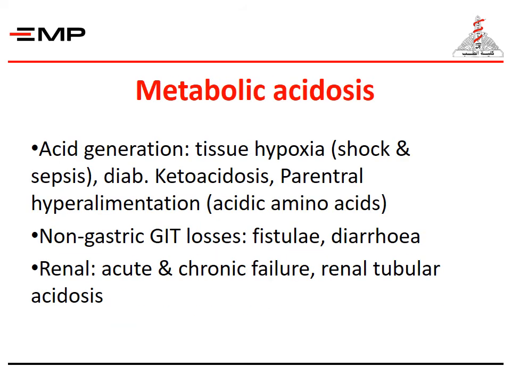Metabolic acidosis occurs with shock and sepsis and is the leading cause of metabolic acidosis in surgical patients. Except for pyloric obstruction, all other GIT losses will cause metabolic acidosis due to bicarbonate losses in the intestinal and pancreatic juices. Renal failure is the third common cause of metabolic acidosis in surgery.